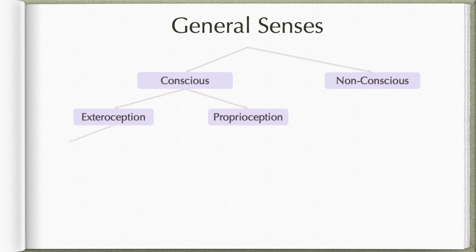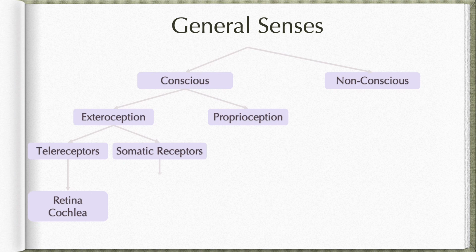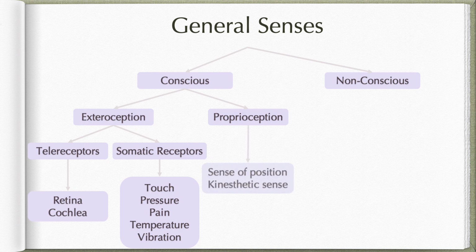Exteroception can be perceived by telereceptors, like retina or cochlea, which perceive the sensation from a distance, or it can be perceived by somatic receptors, which will perceive the sensations by contact, like in case of touch, pressure, pain, temperature, and vibration. Conscious proprioception includes sense of position and sense of movement, otherwise called as kinesthetic sense.